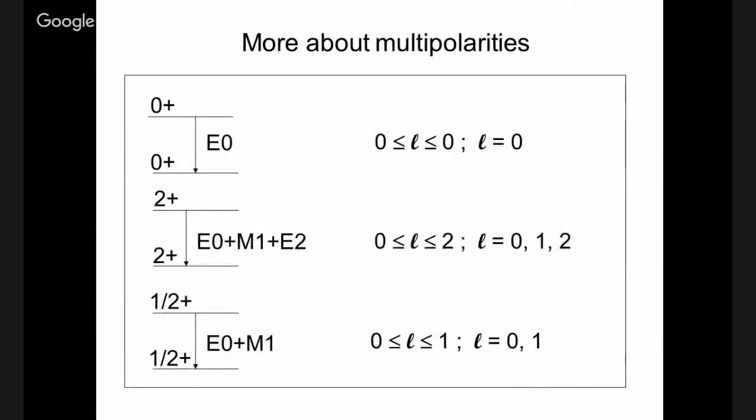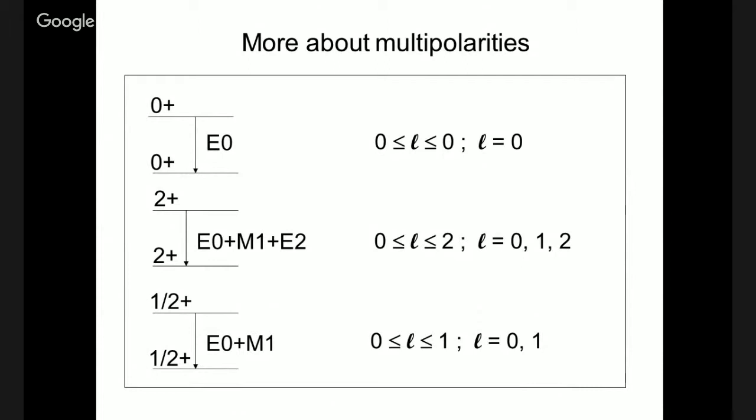This is more about multipolarities. This is just telling you that it's waiting for someone to discover monopole transitions, magnetic transitions, to get a Nobel Prize. So it's E0. You guys should know this. This is what you're going to do next week when we get there.